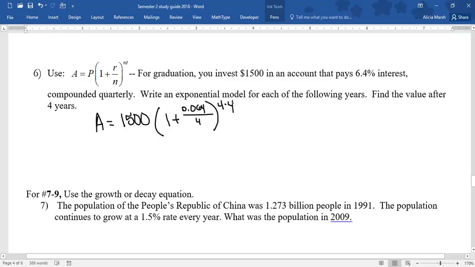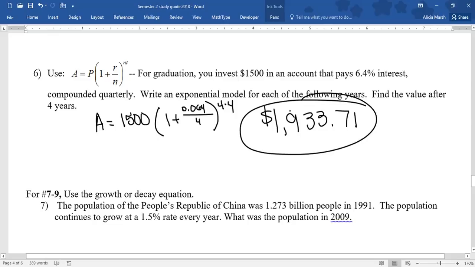Okay, what I'm going to do, I'm going to type that straight into Mr. Calculator. 0.064 divided by 4, to the power of 16. Now I'm going to get an answer of $1,933.71. If you do it a little off, if you do the inside here, round to about 3 decimal places, take it to the power, multiply by 1,500, you probably will be about $30 to $40 cheaper than I am. It all depends on your rounding error.